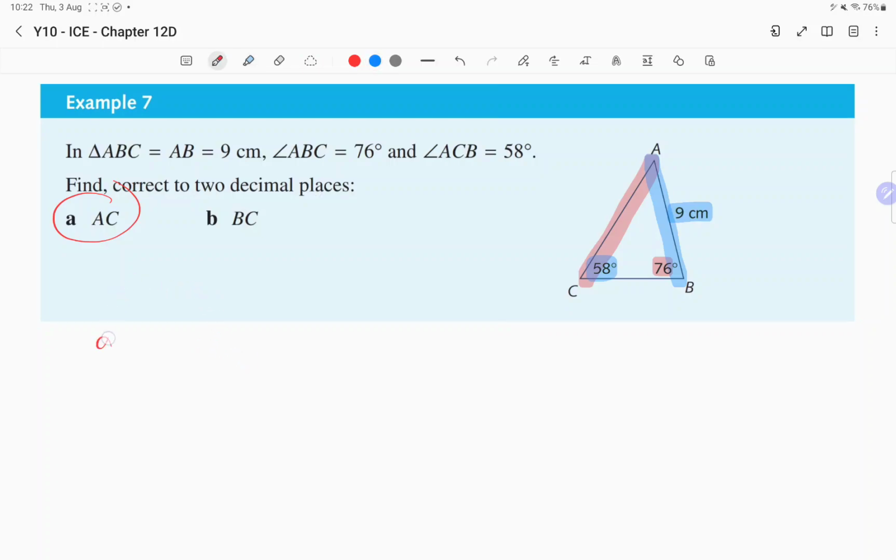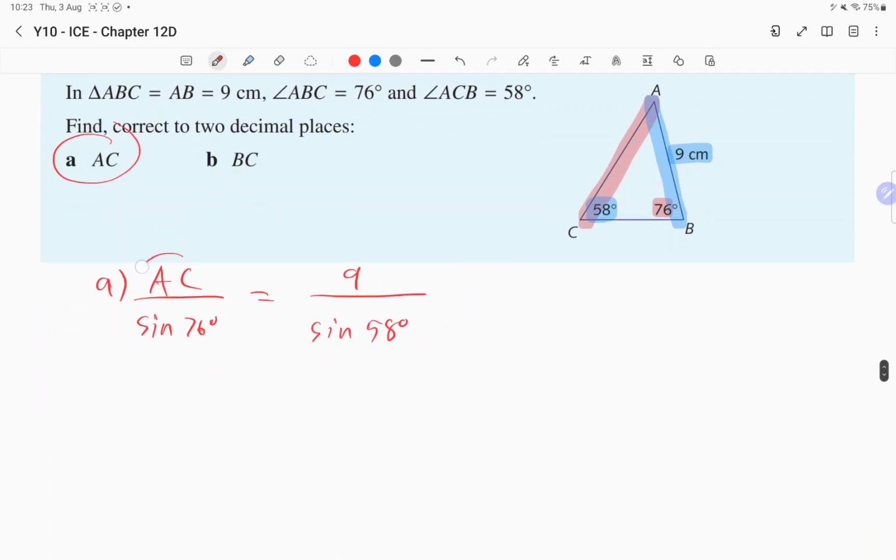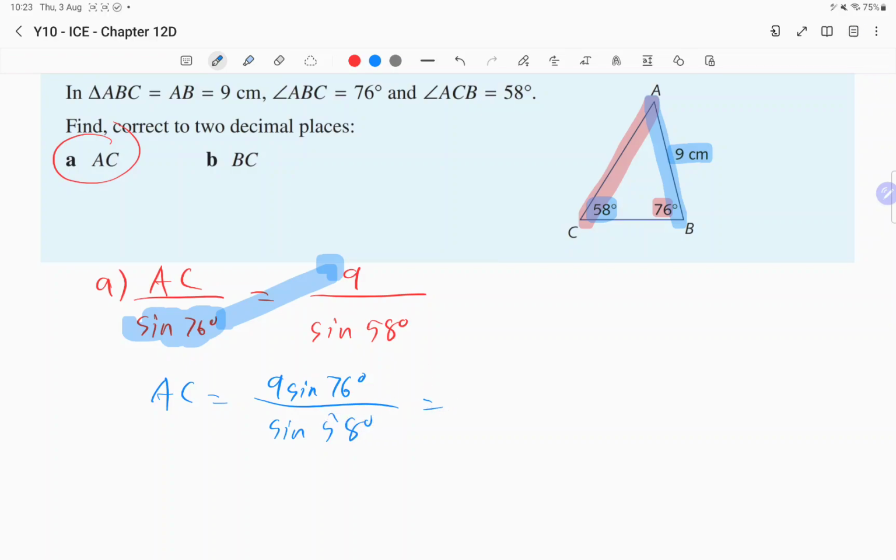So for question A, we've got AC over sine of the opposite angle, which is 76 degrees, equals the other pair, 9 over sine of its opposite angle, which is 58 degrees. Now we've got all numbers in here and the only missing value is AC, so we can work that out now. Using the cross multiply rule, or you can just think of it as multiply both sides by sine 76, so that will just go in here. So AC equals 9 sine 76 degrees over sine of 58 degrees. Punch that into the calculator, and you should get 10.297.